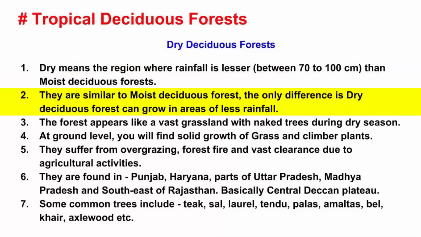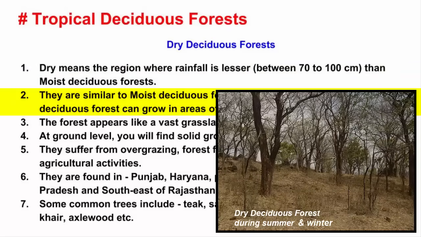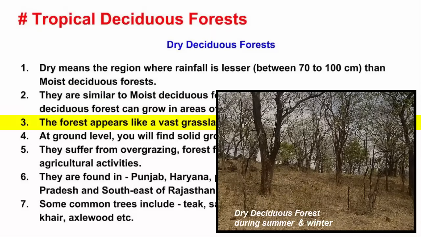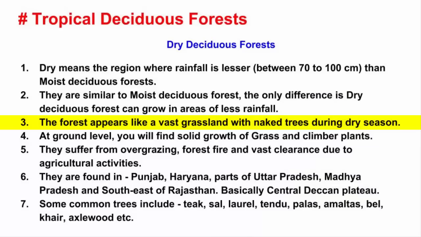These forests are similar to moist deciduous forests and shed their leaves in dry season. The only major difference is that a dry deciduous forest can grow in areas of less rainfall. During the dry season, when they shed their leaves, the forest appears like a vast grassland with naked trees all around. However, at the ground level, you will find solid growth of grass and climber plants.